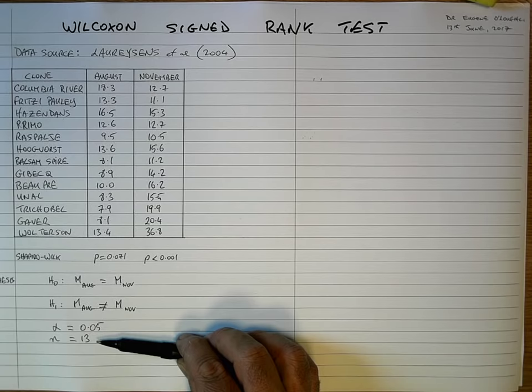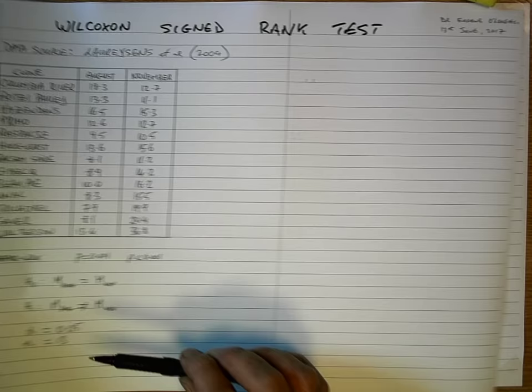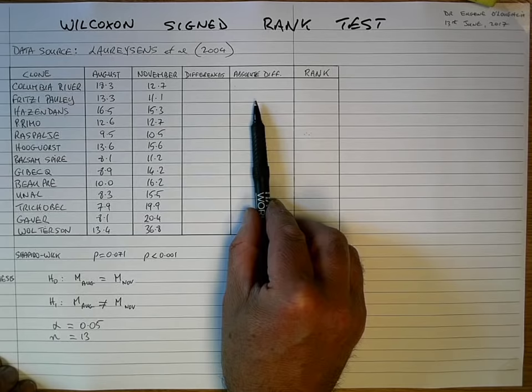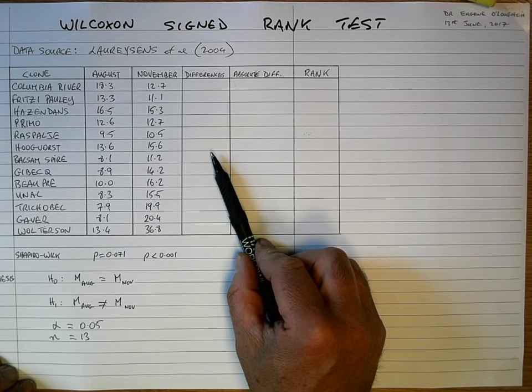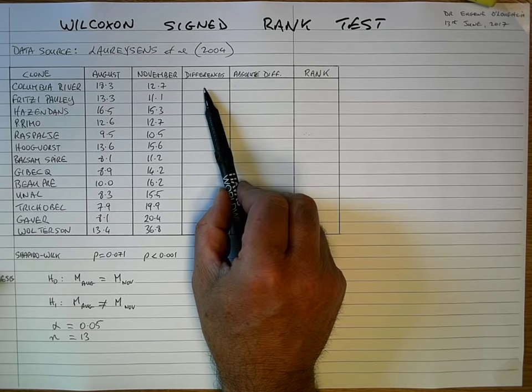To set myself up for doing the calculations, I'm removing that top sheet, and I'm using the same data, and I've added in three extra columns that I'm going to need to calculate the test statistic for this Wilcoxon signed rank test. The first of these is the differences between the November and the August data, which is simply subtracting one value from the other.